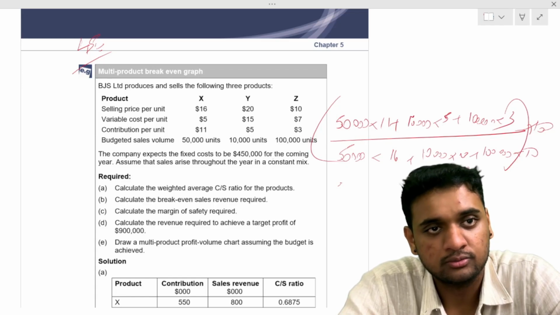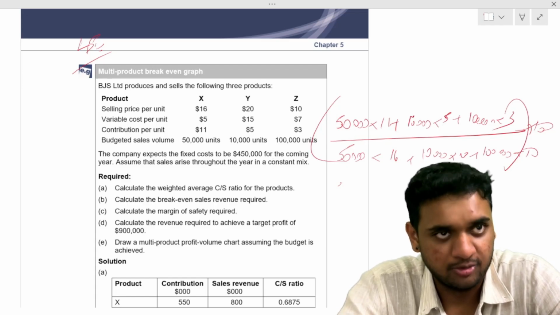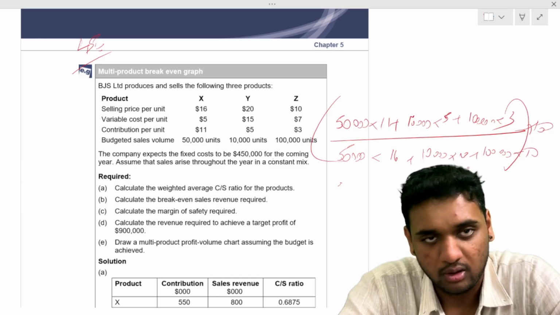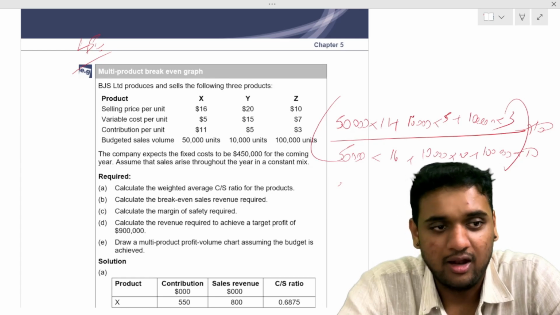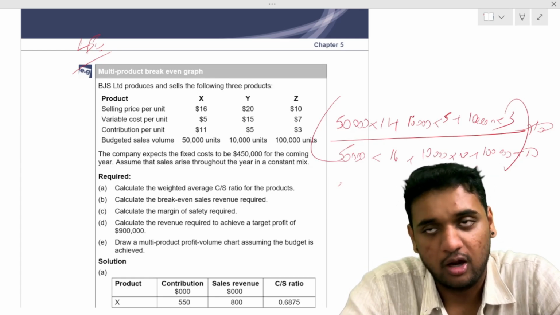What doubt? Calculation mistake? Okay, no problem. It's a calculation mistake, you can avoid it. Understood the concept?